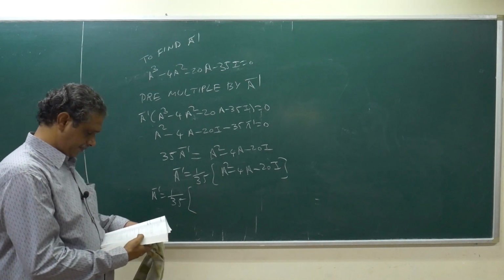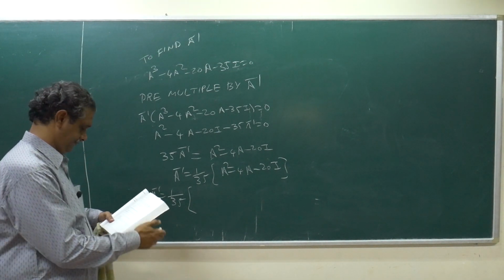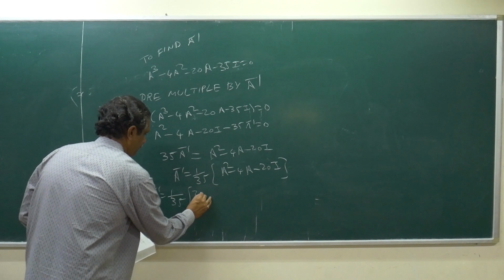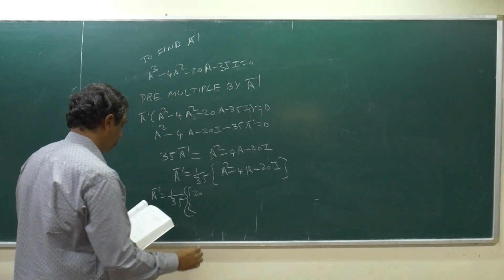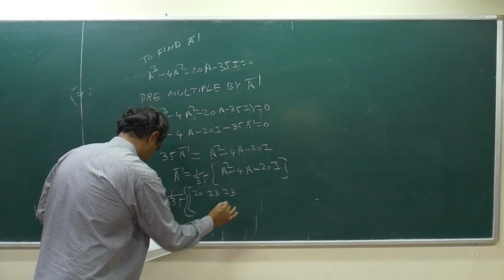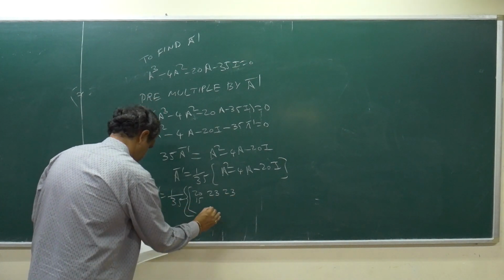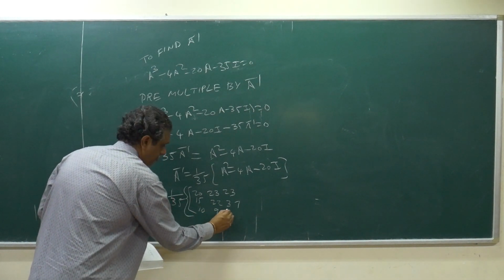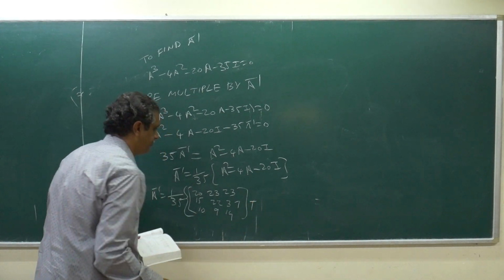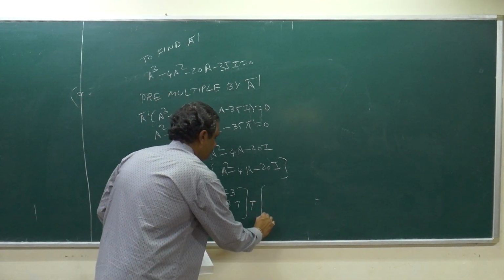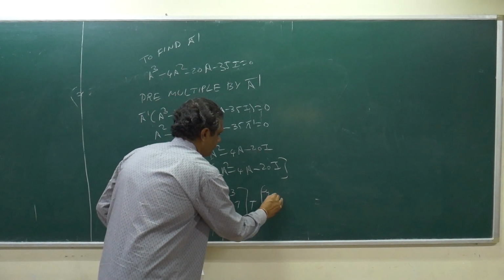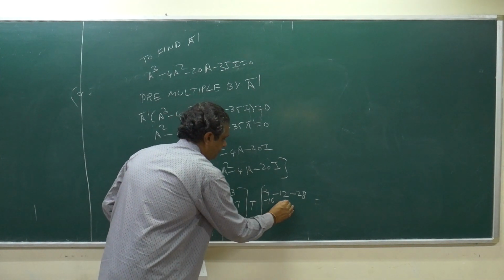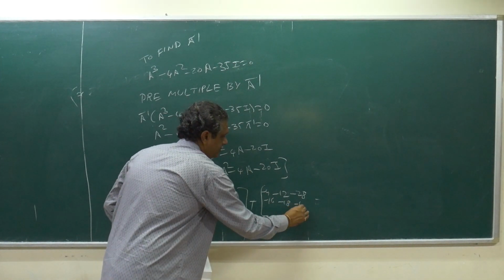Then A square again I am copying. What is A square? 1 by 35 is common. 20, 23, 23, 15, 22, 37, 10, 19, 14. Minus 4A is what? 4 also you can take inside with minus. So it becomes minus 4, minus 12, minus 28, minus 16, minus 18, minus 12.